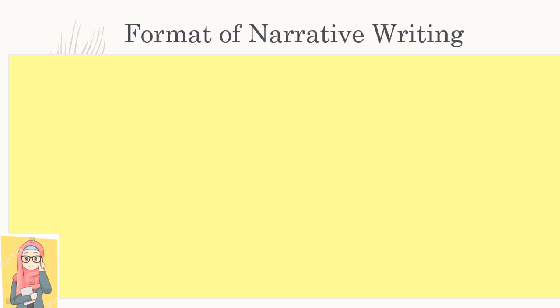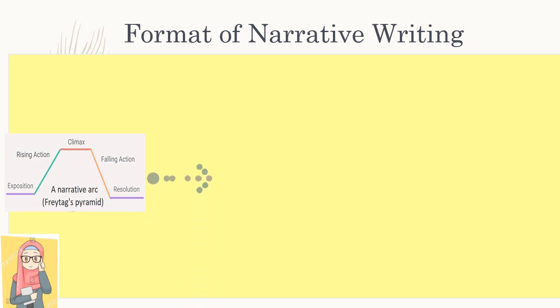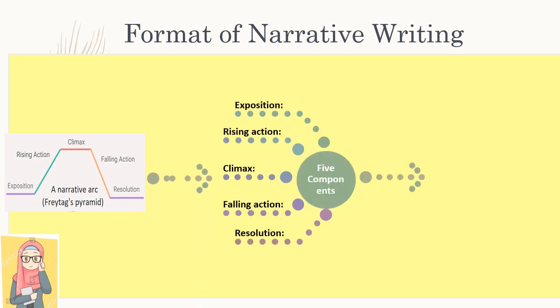Now we will look into the way in which something is arranged or set out. In other words, we will now look at the format of narrative writing. I will explain the format through the narrative arc. The narrative arc comprises 5 components. Number 1, exposition. It is the introduction of your story with the background information.